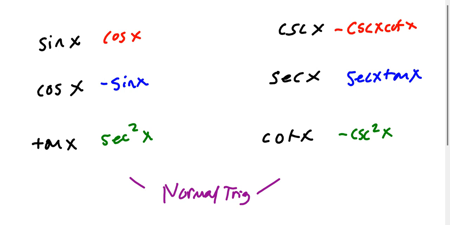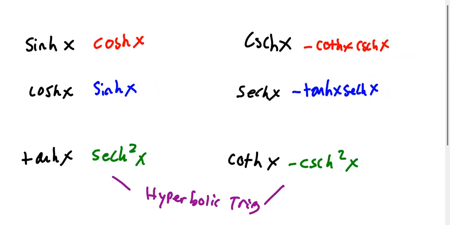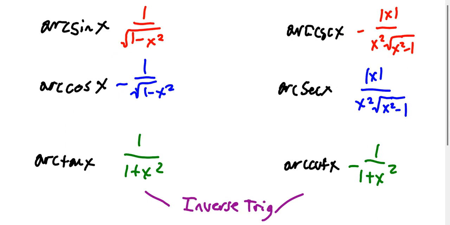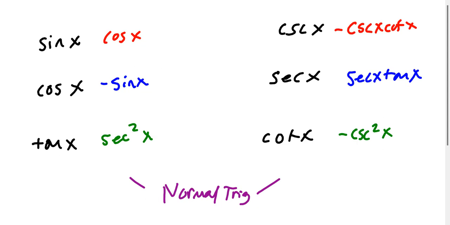There's 24 of them. So you don't have to remember all of them, because the only ones you'll ever be using are probably these functions, these inverse trigs, and these normal trigs. You probably won't be using these hyperbolic trig functions very often in Calculus 1.